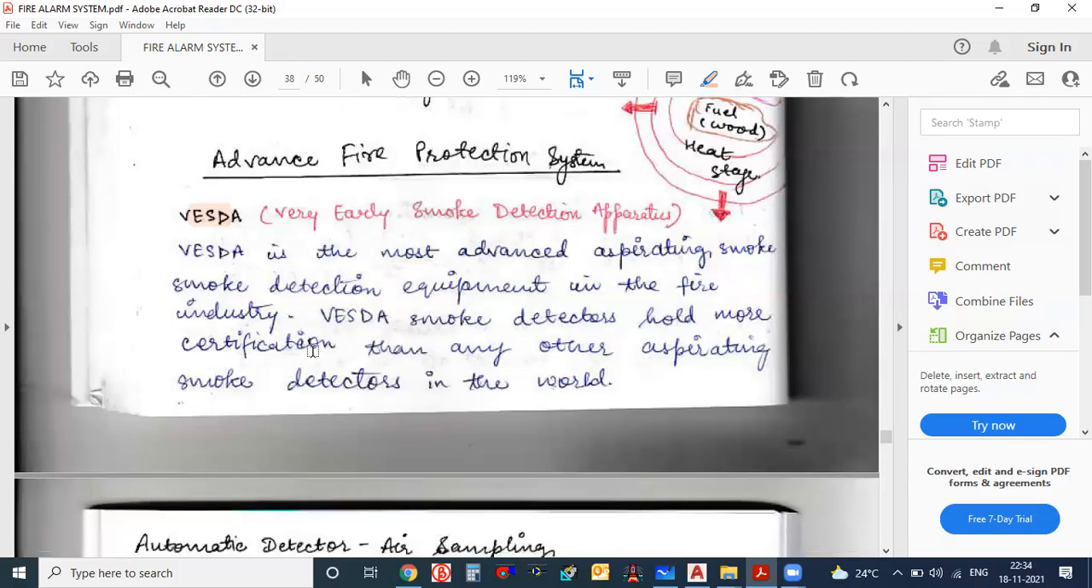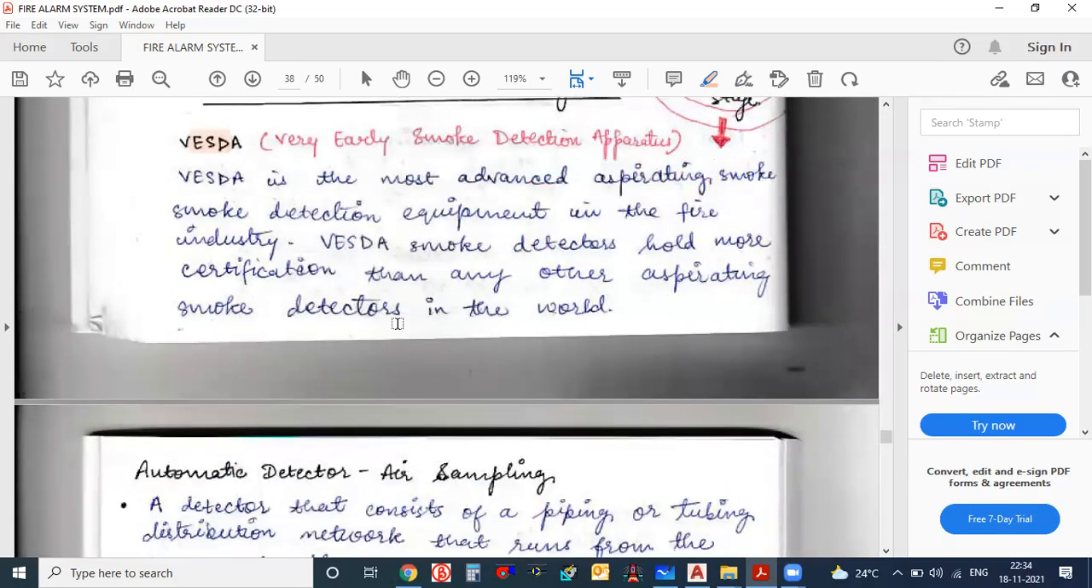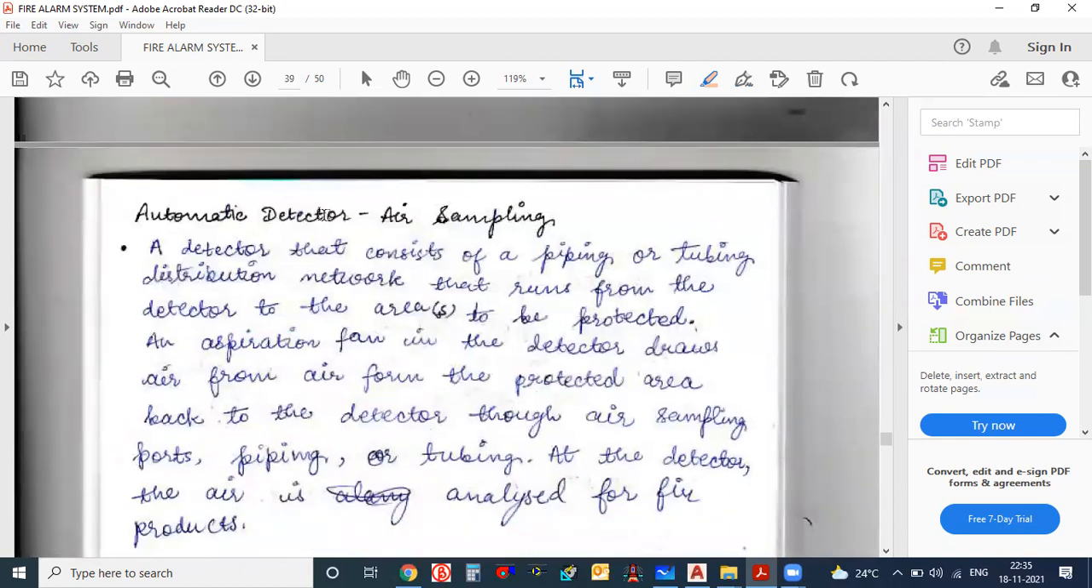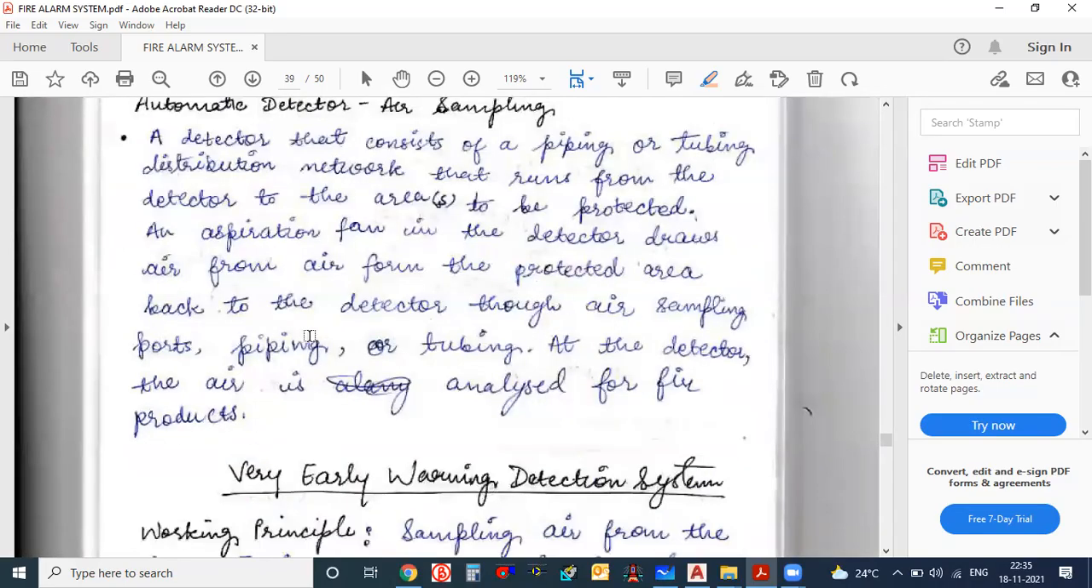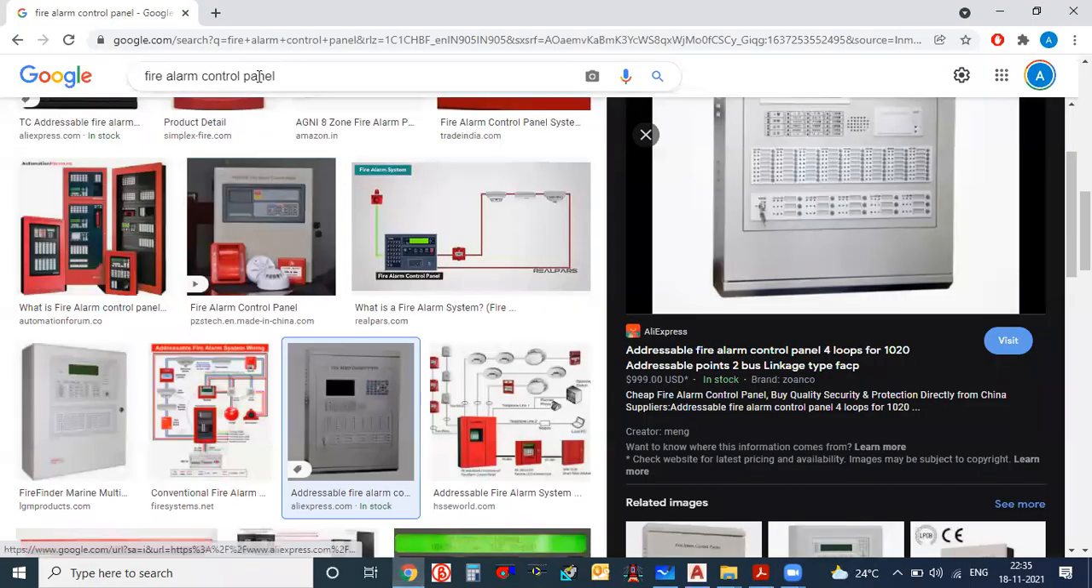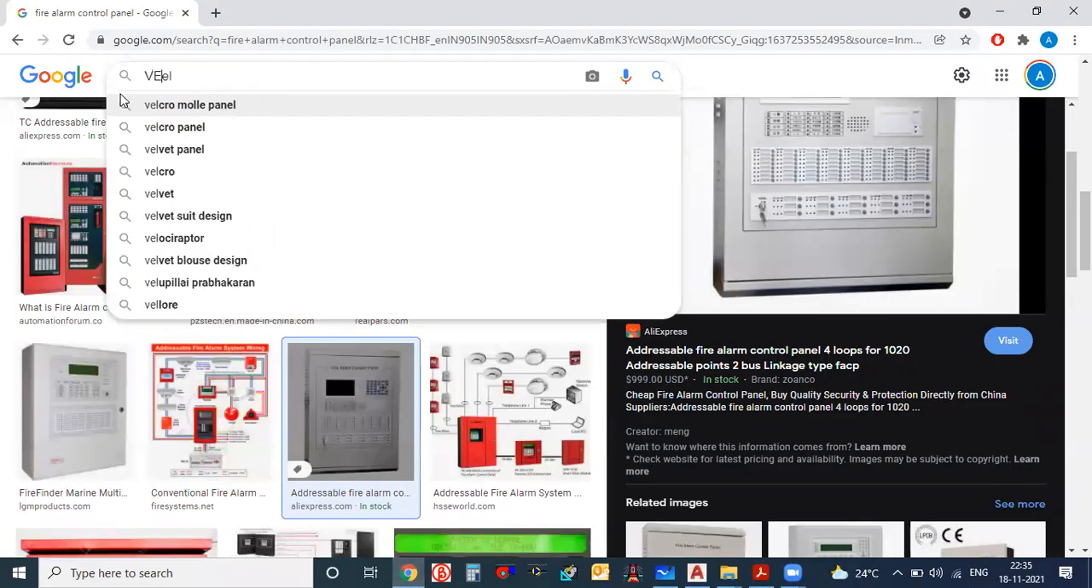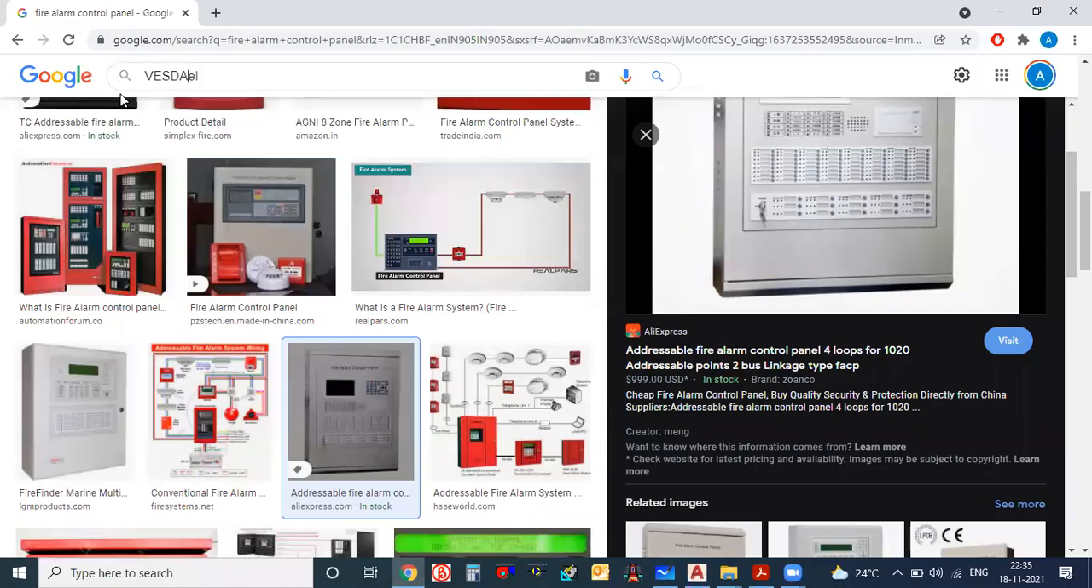VESDA smoke detectors hold more certification than any other aspirating smoke detector in the world. The detector consists of a piping or tubing distribution that runs from the detector to the areas to be protected. An aspiration fan in the detector draws air from the protected area back to the detector through air sampling ports. I will show you. It also looks like a panel only. The VESDA system.